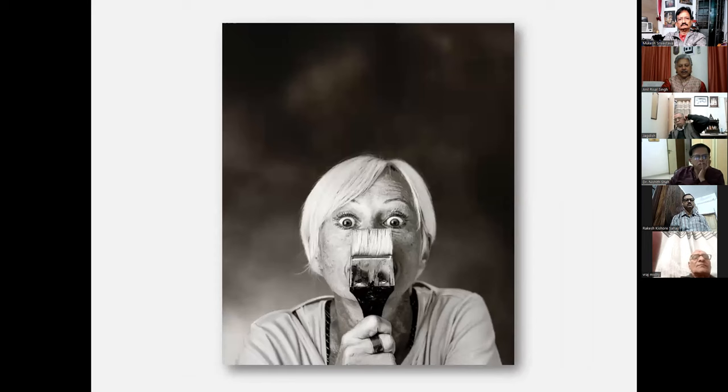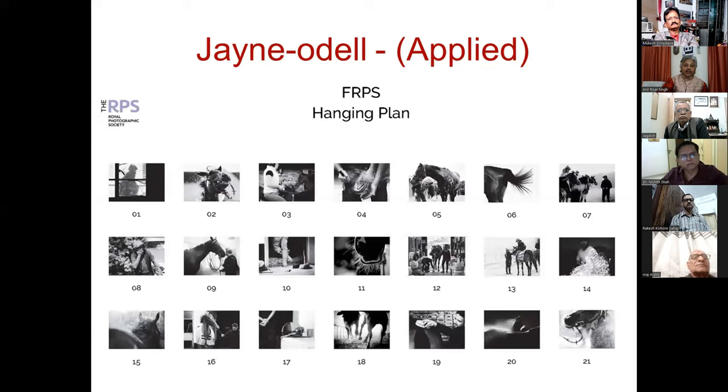These are the 15 images submitted for ARPS in the applied category, portraiture. Then another portfolio which was submitted and awarded fellowship. And this is the hanging plan by Jane O'Dell in the applied category again. And these are all the 20 or 21 images, because for fellowship, 20 or 21 images can be submitted.